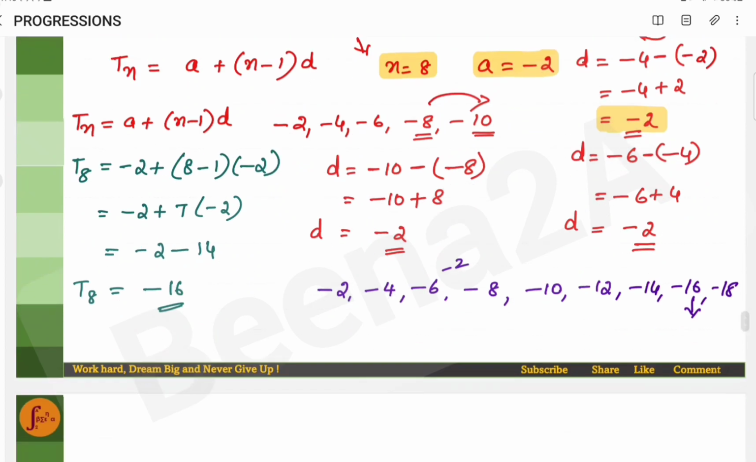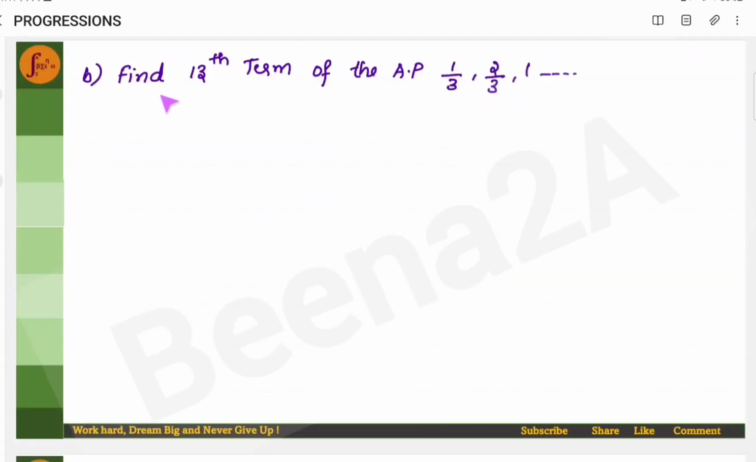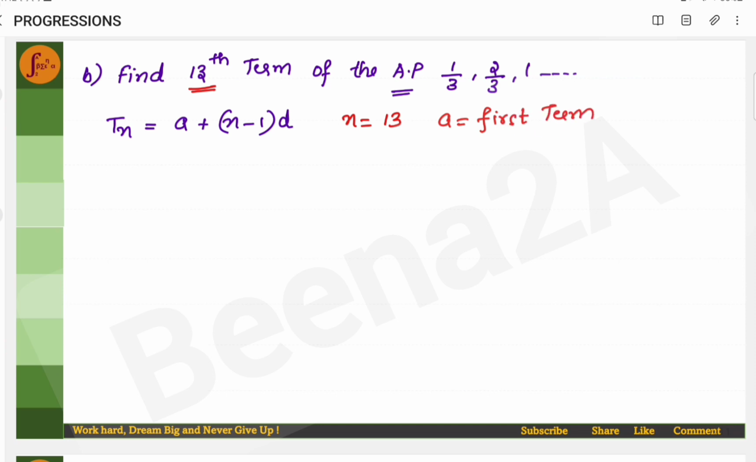Now let's go to our next problem. Let's take this particular example. Find the 13th term of the arithmetic progression, or AP, which starts from 1 by 3, 2 by 3, 1 and so on. Now let's first write the formula. What is the formula? Tn is equal to A plus n minus 1 into D. Now we need to find the 13th term, which means n is 13. A is the first term. What is the first term in this series? 1 by 3.